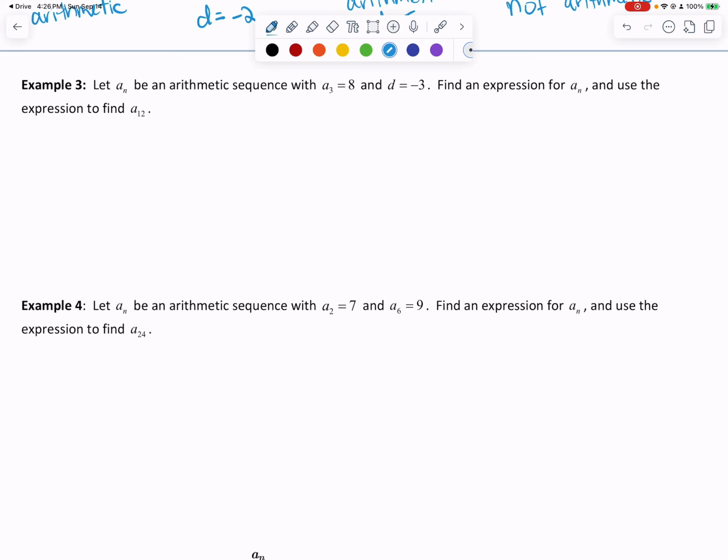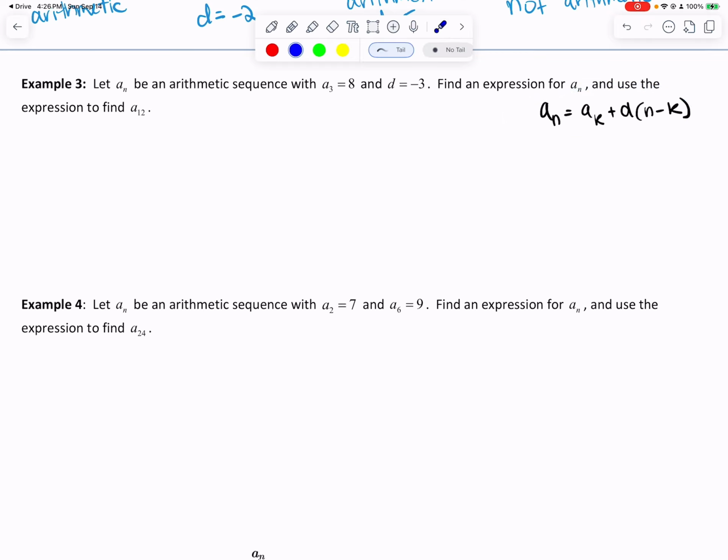What we're going to do for arithmetic sequences, our formula that we do want to memorize is a sub n equals a sub k plus d times n minus k. But we want to understand what the mechanics of this are. Really what we're doing is we say, hey, this is the starting point. And then every time I move up in the sequence, if this is a sub k and this is a sub n, if I go to the next one, I've added d once, I've added d twice, I've added d 3 times.